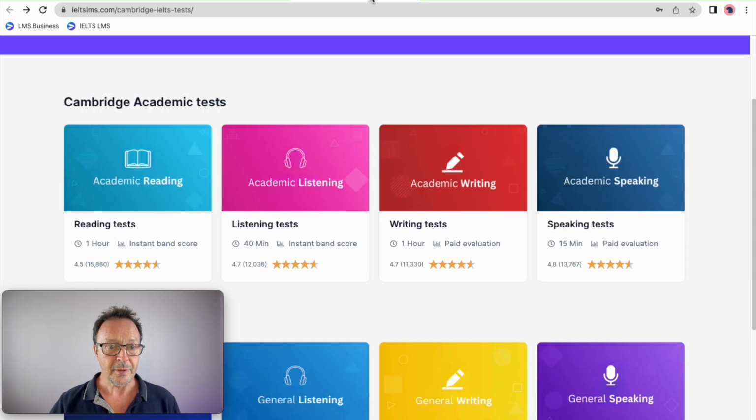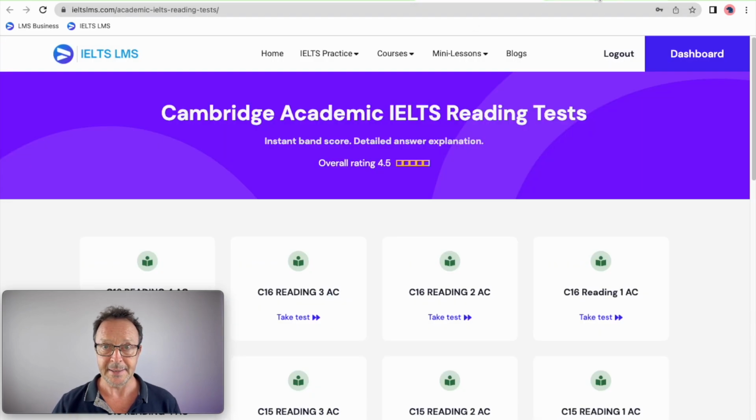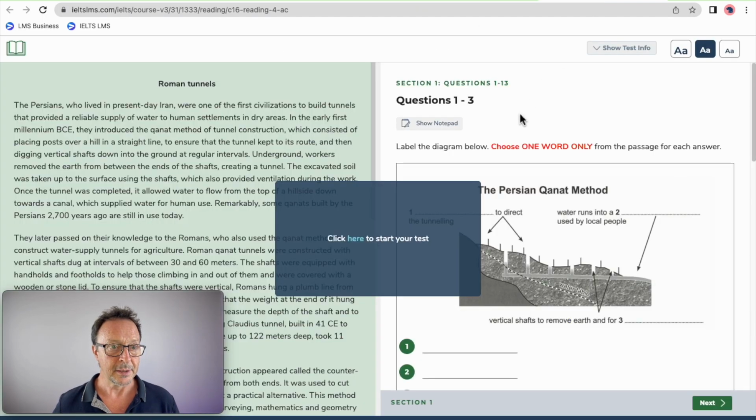So I'm going to do one of the tests on IELTS LMS, one of the mock tests, and this one, Roman tunnels. Like I said, I'm going to go through this in real time. It should take me around about 15 minutes if we're going by the suggested times for the reading.